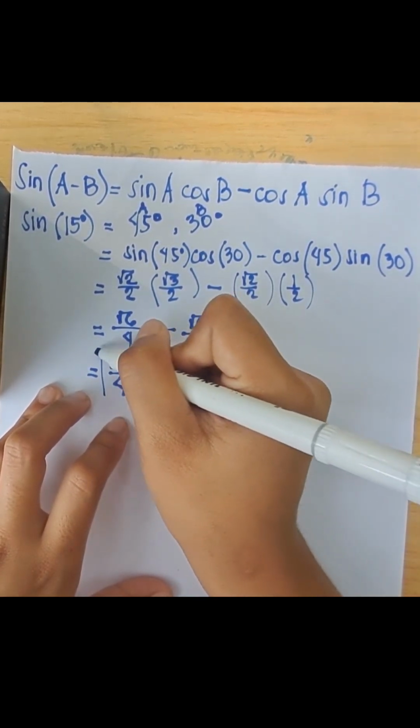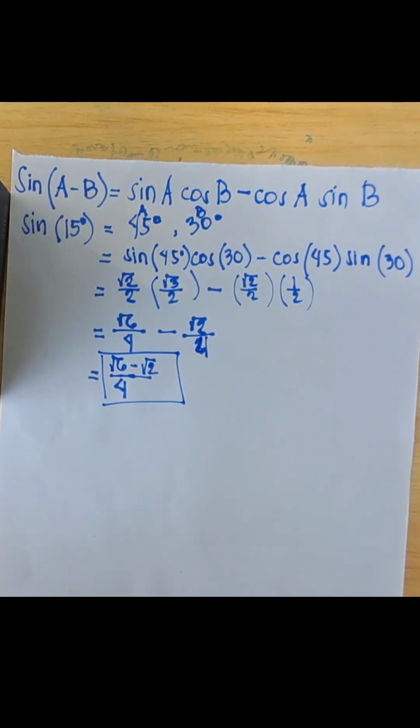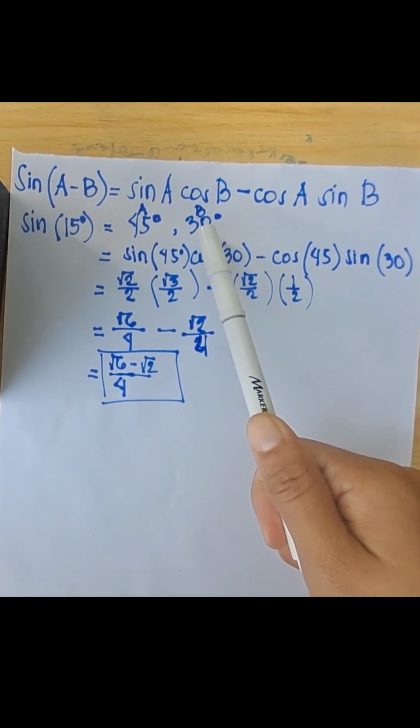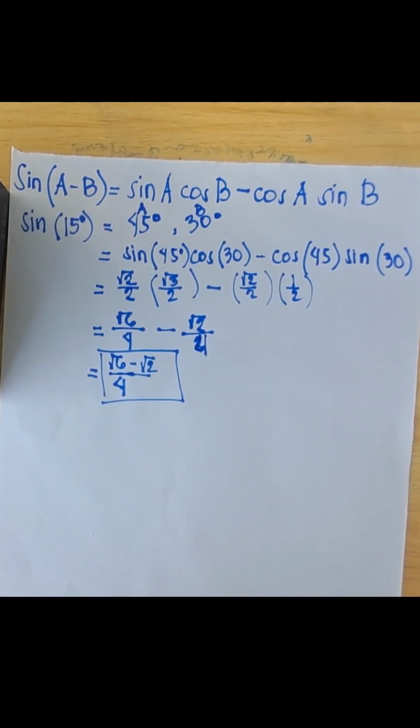So this would be our final answer for the sine A minus B equals sine A cosine B minus cosine A sine B. And our sine is 15 degrees. So we have here 45 and 30 because 45 minus 30 is 15. So our final answer is the root 6 minus root 2 over 4.